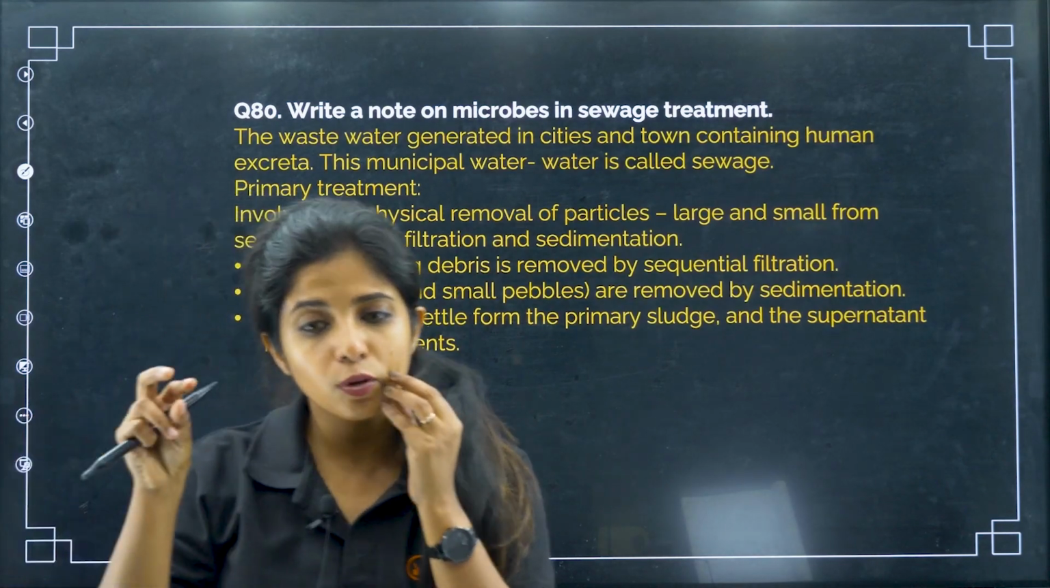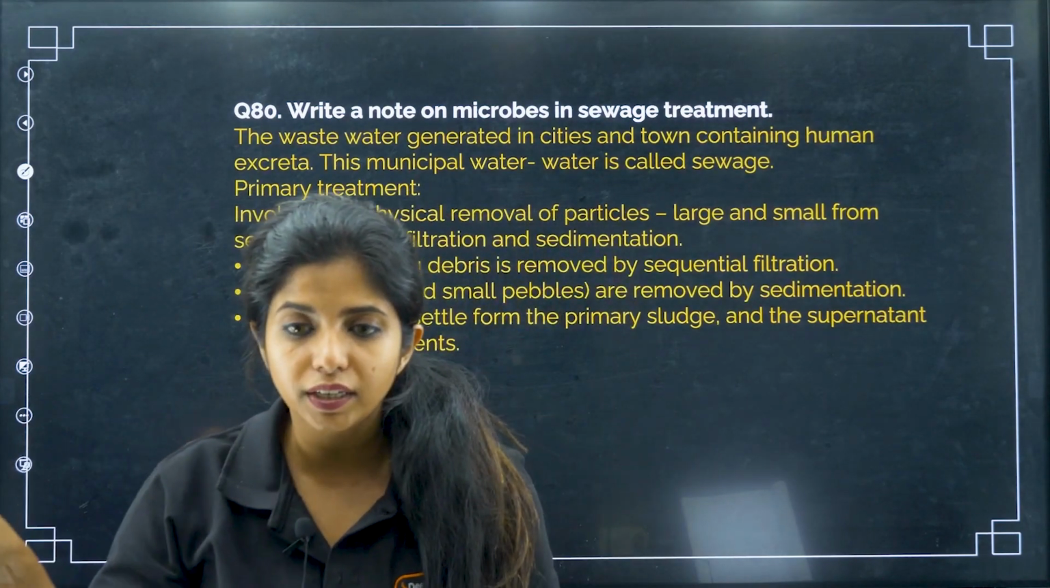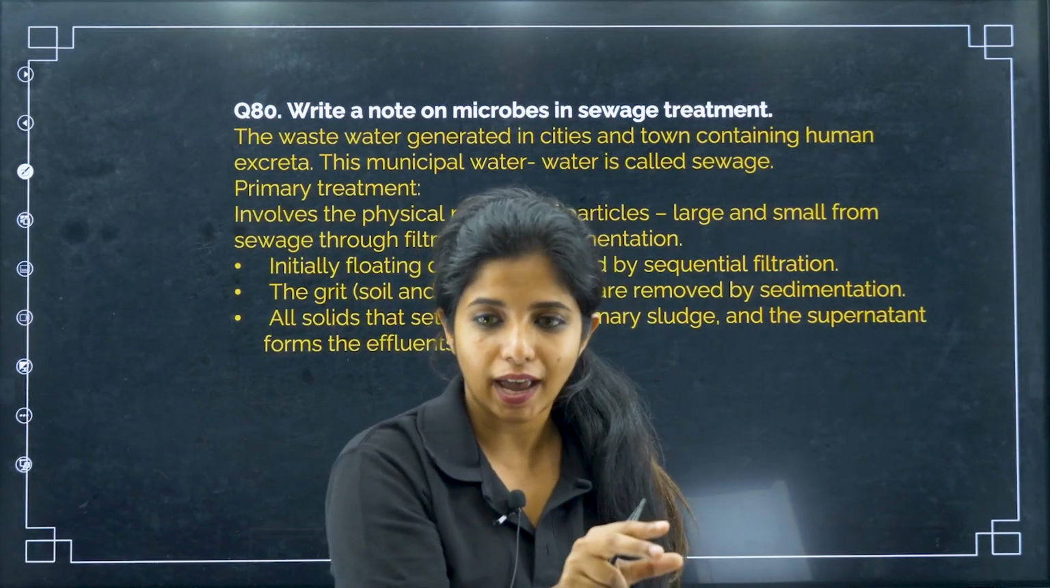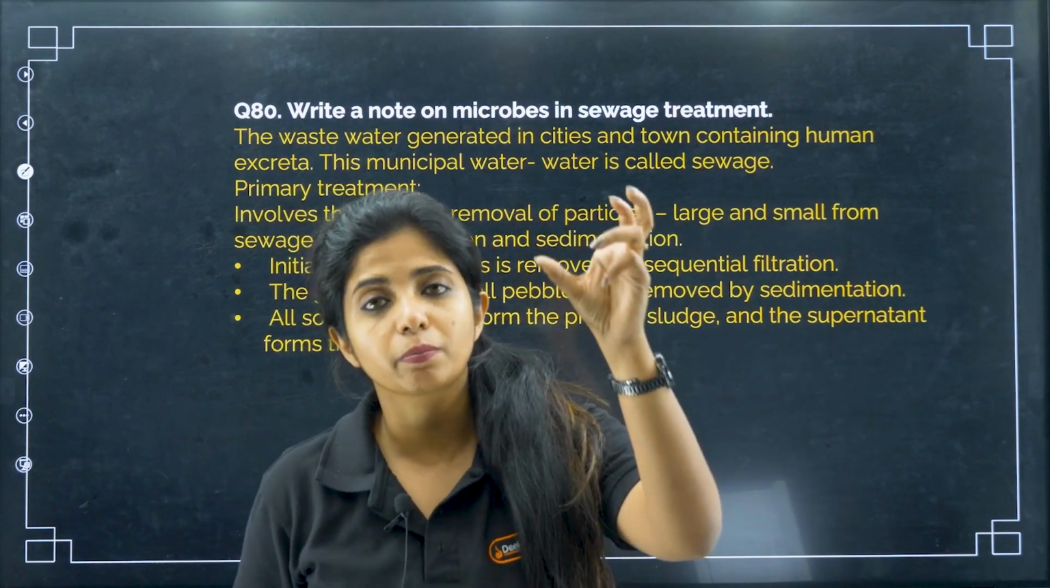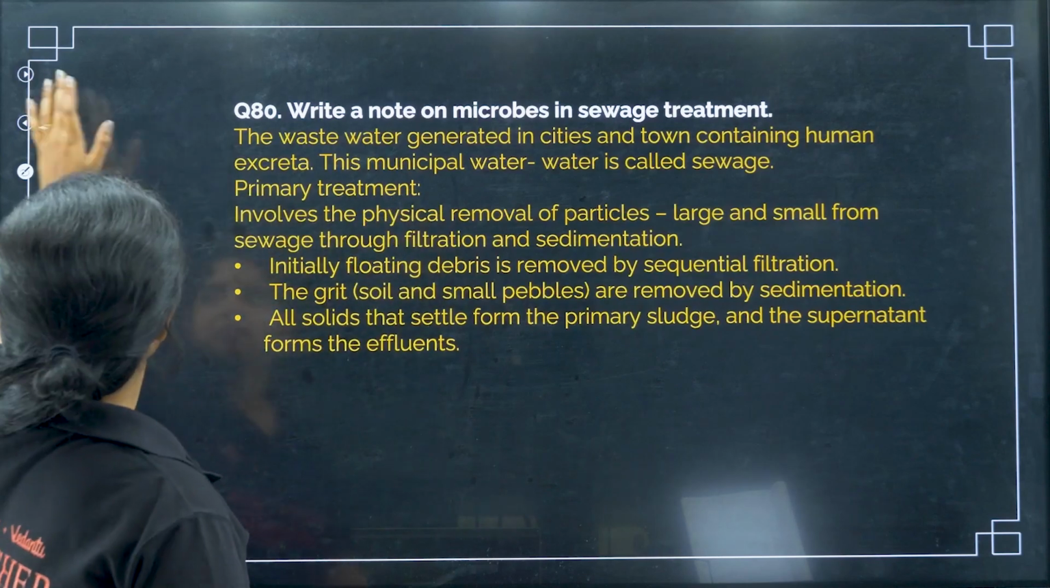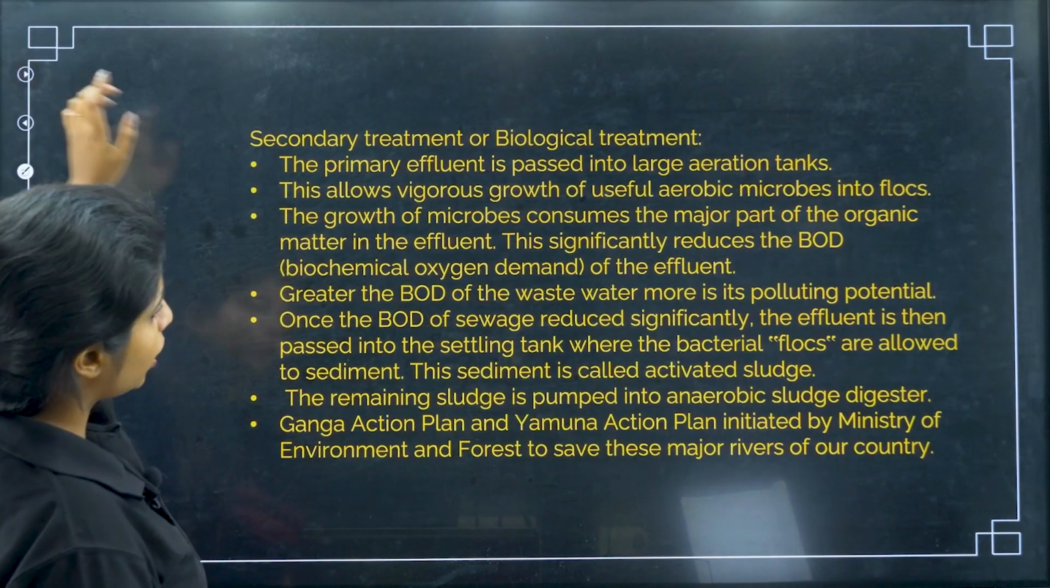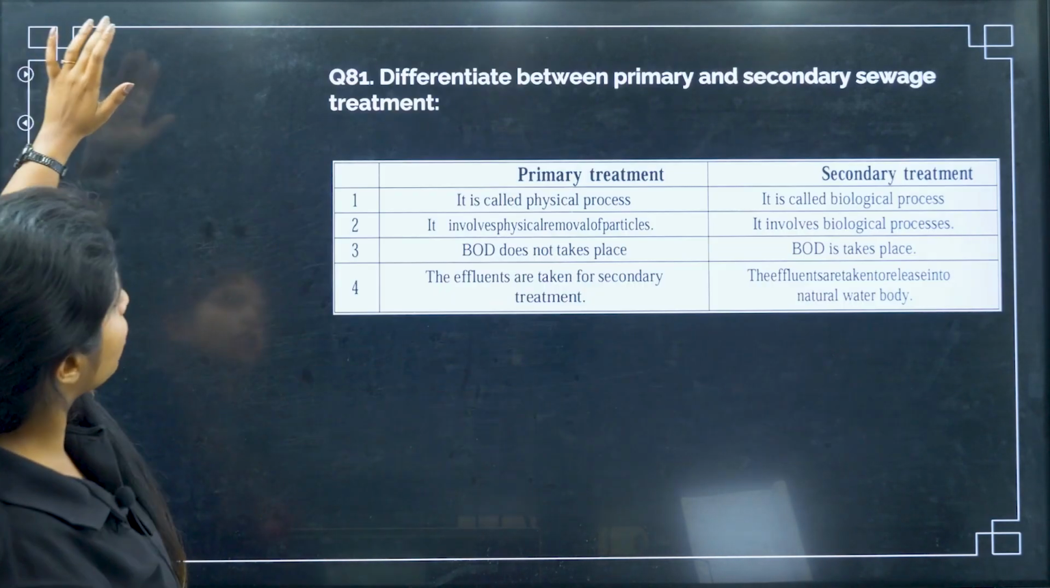This activated sludge can be used a little bit as inoculum. A little bit of it can be put back into the primary aeration tank as an inoculum. Apart from it, everything will be put into an anaerobic sludge digester where anaerobic bacteria will act on it and produce biogas. You have the Yamuna Action Plan and Ganga Action Plan on the basis of this.